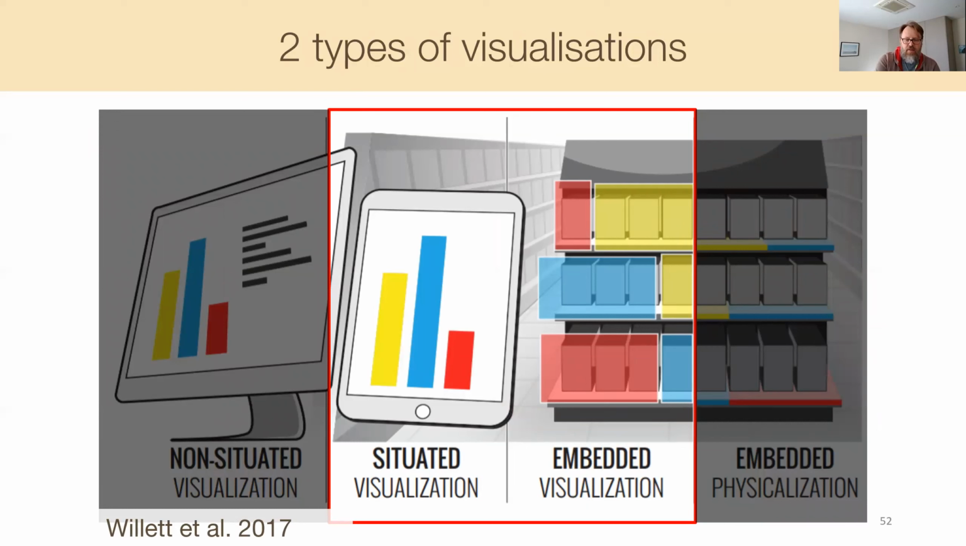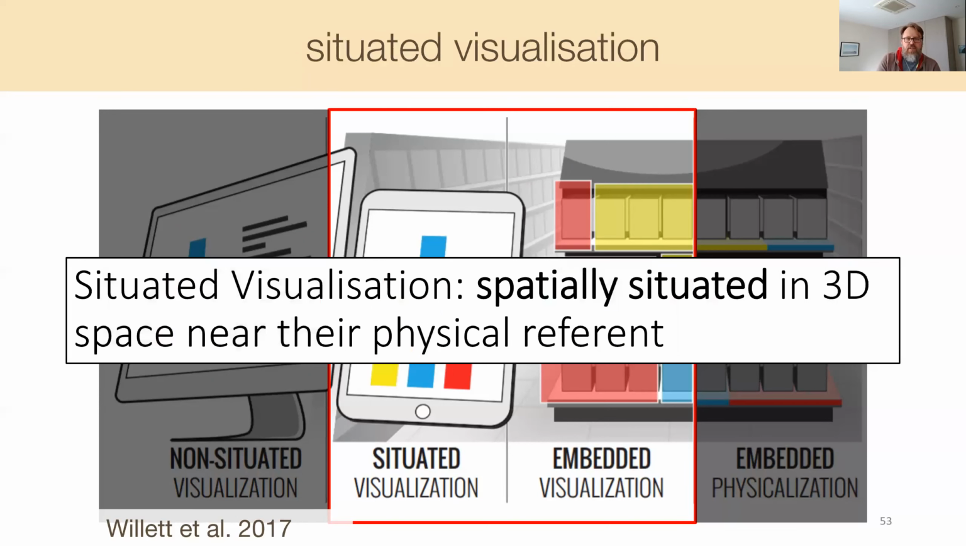So this is building on the work of Willett, who created this design space for different types of visualizations. We're mostly interested in this middle part, where you have situated visualization, which is defined, at least in this framework, as a data visualization that's spatially situated in 3D space. The point of doing this is you have it near, in the area of interest. You kind of want it to support the worker's tasks. So you put this visualization where it's useful.